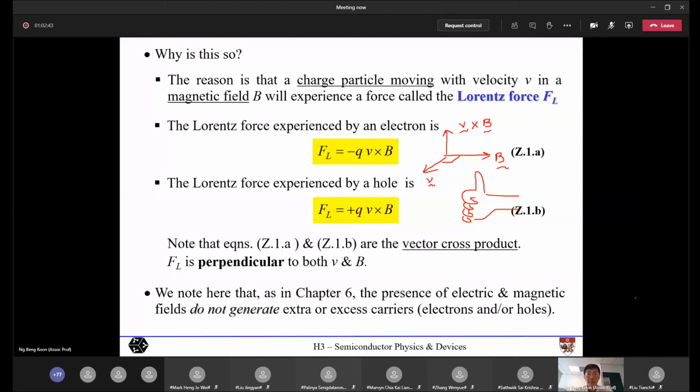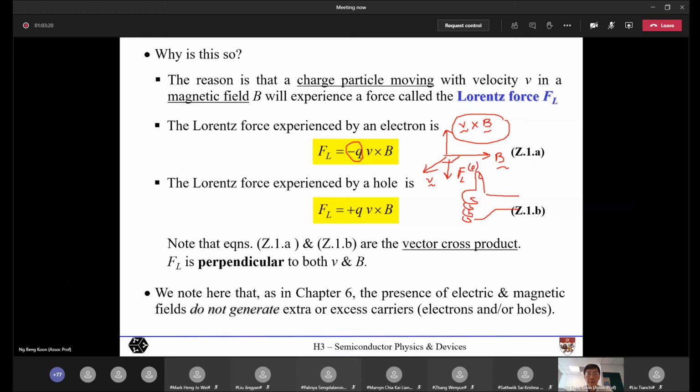Okay, that's your hand. If you do a cross product, that means your other fingers move from V to B, and you find that your thumb points upward. That's the direction of the cross product vector. So this cross product, V cross B, is upwards for the case of electrons, but you have to multiply by minus Q, right? Which means that the final force is actually downwards. So the Lorentz force for an electron is actually downwards.